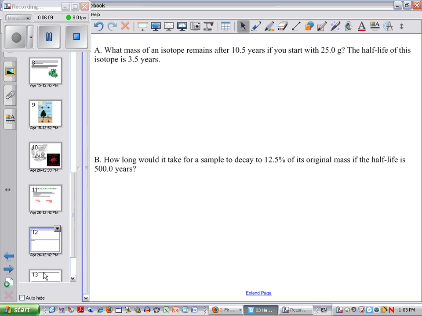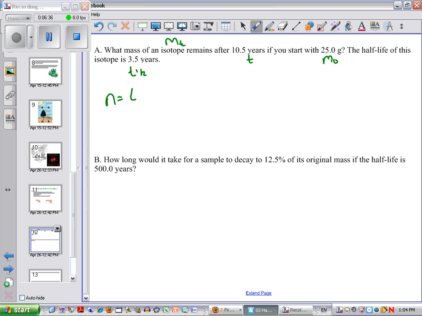So, what mass of an isotope remains after 10.5 years if you start with 25 grams and the half-life of this isotope is 3.5 years? So, how much remains? So we're looking for M sub T. That's what we don't know. Here is our amount of time. Here's our original mass. And here is our half-life. So again, you'll be given 3 of those 5 variables. We have T and we have T sub half. So I'm going to use that formula first.